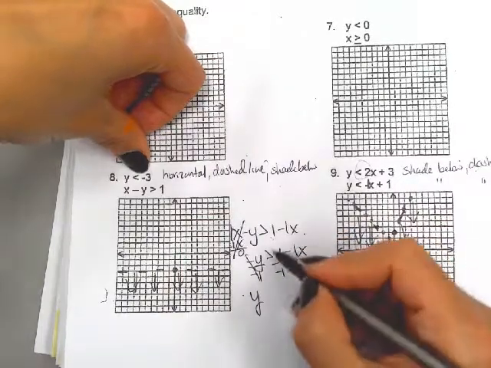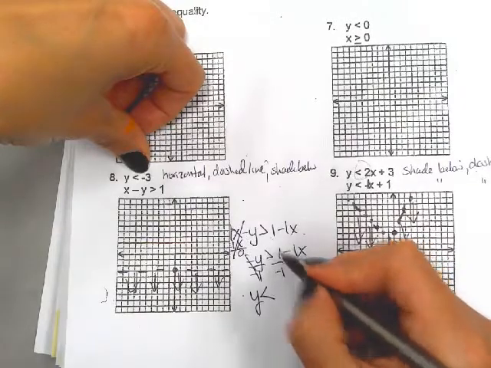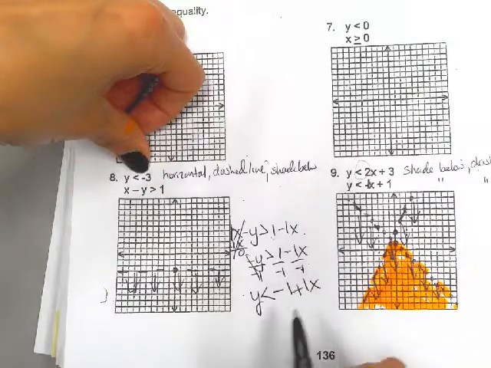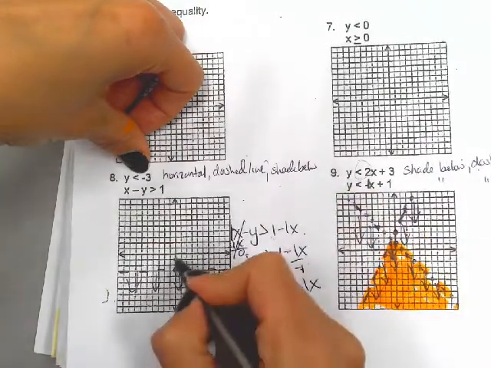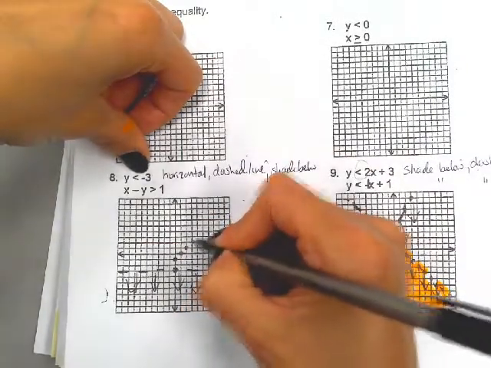And when we divide by a negative, that flips the inequality sign to the other side. So 1 divided by 1 is... -1, negative divided by negative is +1. Now I can graph this by hand. My y-intercept is -1. My slope is +1, so up 1 over 1, up 1 over 1.